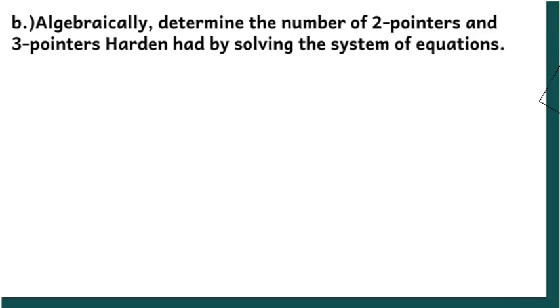Part B. Algebraically, determine the number of 2-pointers and 3-pointers Harden had by solving the system of equations. The first thing we want to do is check to see if we already have a pair of inverses, a positive and a negative of the same term. Looking at this system, 2x, 1x, 3y, and y, we do not have a pair of inverses. So we're going to multiply to create a pair of inverses. I'm choosing to multiply the bottom equation by -2.